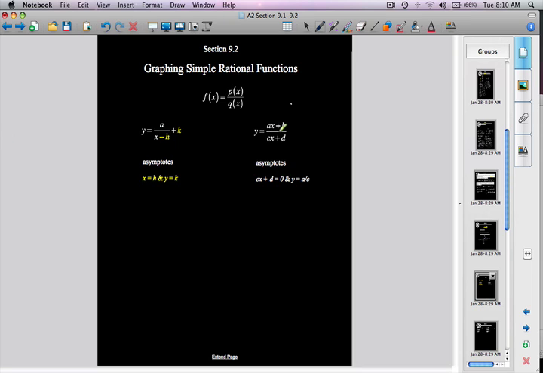Okay, so in this case, I would find one asymptote, which would be the vertical asymptote, by setting the denominator equal to 0. So if I just take whatever's in the denominator, in this case cx plus d, and I set it equal to 0 and solve for x, the resulting equation would be my vertical asymptote. And my horizontal asymptote will always be the leading coefficient in the numerator divided by the leading coefficient in the denominator. And that y is equal to a divided by c will be my horizontal asymptote.